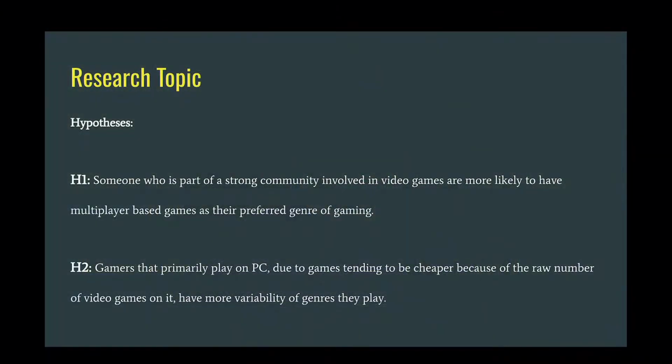The hypothesis: if someone is involved in a big, strong community, they would most likely have a multiplayer genre as their favorite. For example, GTA, Madden, the online games you get to play with your friends. Our second hypothesis is if a gamer plays on a PC, then the trending number of games becomes cheaper due to the variety of the genre.